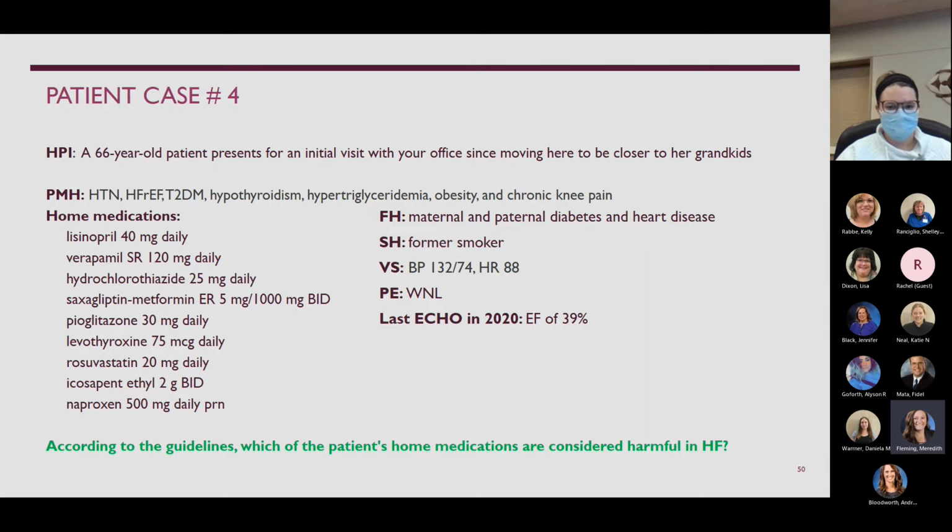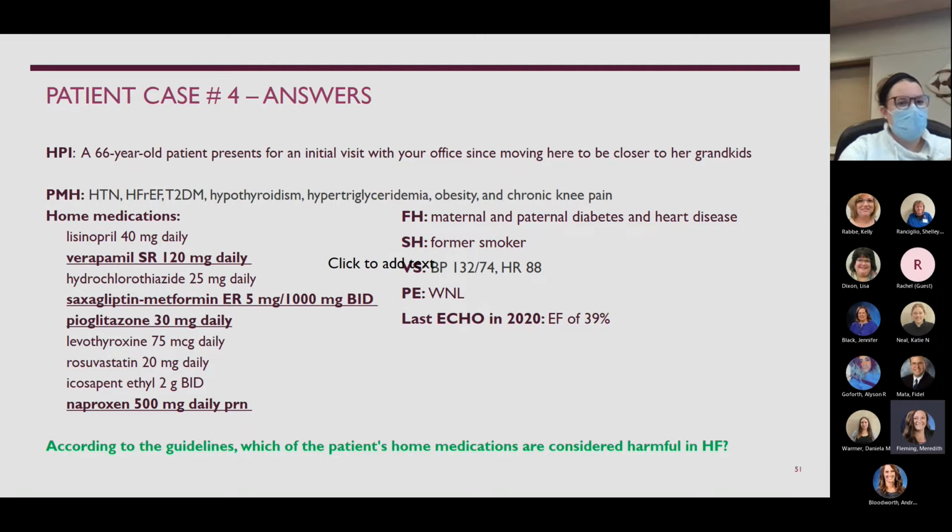Definitely verapamil. Pioglitazone, yes. Yeah, pioglitazone. So we've got pioglitazone, verapamil. Oh, the naproxen. Yeah, so verapamil, pioglitazone, naproxen, and there's actually one more that got hidden as a combination medication. Sneaky, sneaky. So verapamil, saxagliptin, pioglitazone, and naproxen. So saxagliptin is one of the DPP4 inhibitors? Yes.